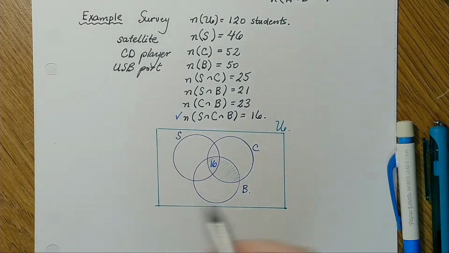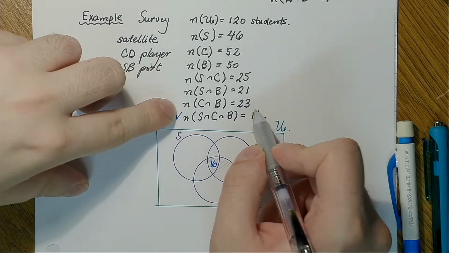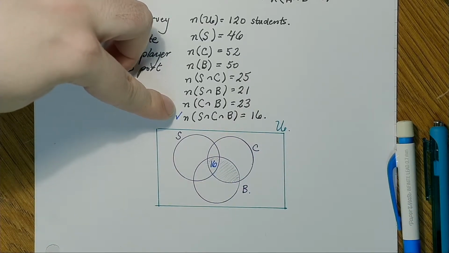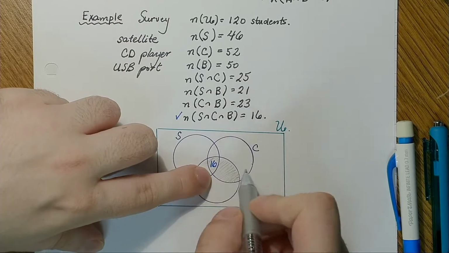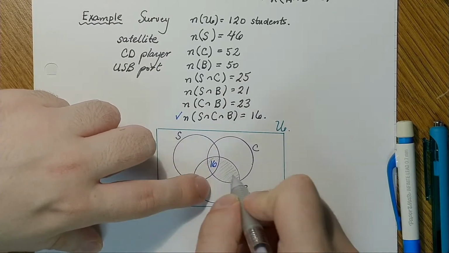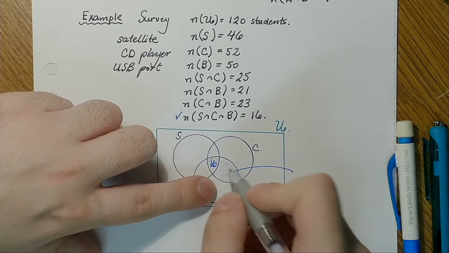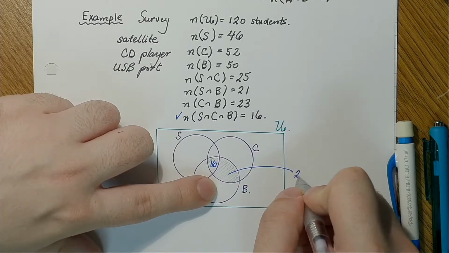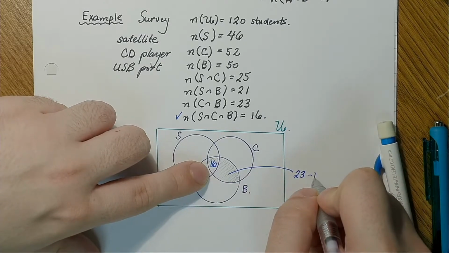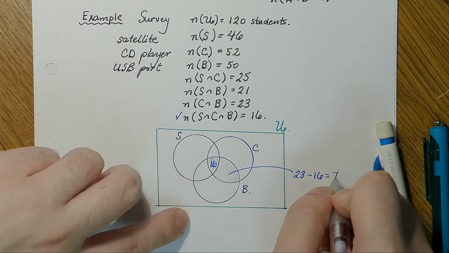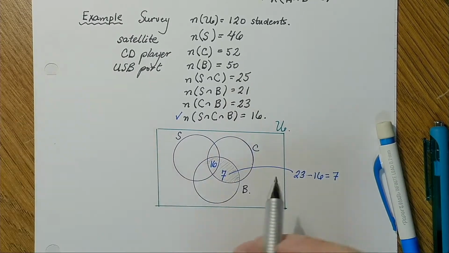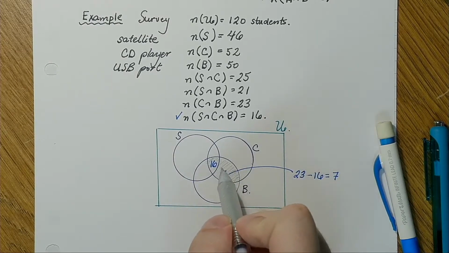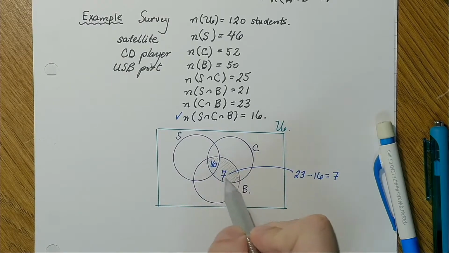But, so we're told there's 23 people here. But I already have 16 that's included in this intersection. So you'll have 23 minus 16, which leaves you with 7. So 7 is what you would fill in for this. So if you were looking for that intersection of C and B, it's 16 plus 7, which gives you 23.